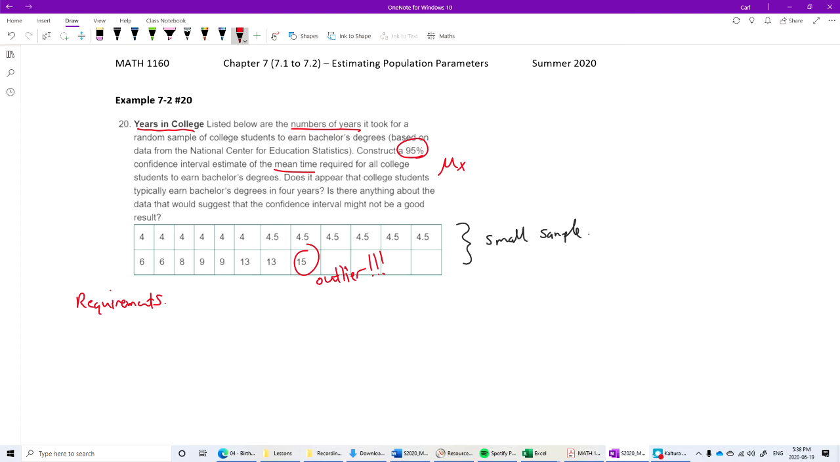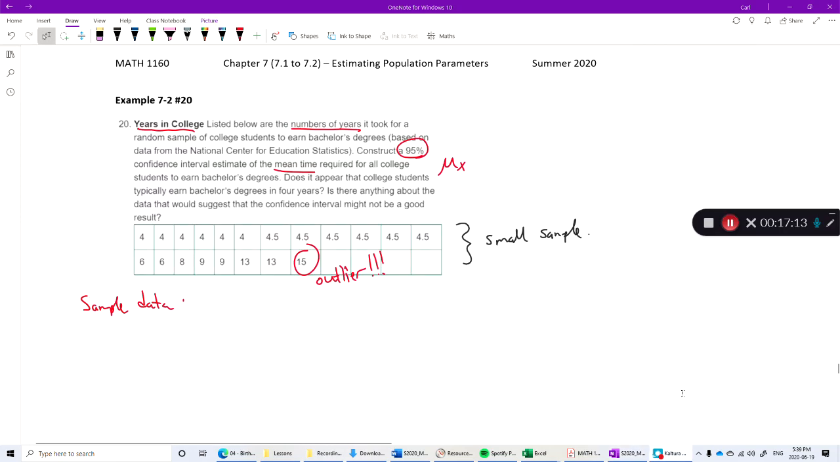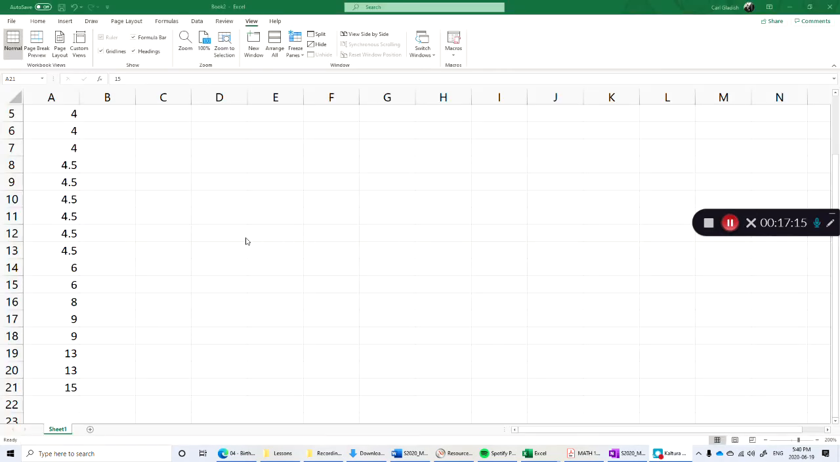Well, what do we do here? We're going to do the requirements in just a second. Let's start by recording some of the sample info, sample data. So what I'll do is I'm just going to type these numbers into Excel, and I'll take a short pause while I do that. And so I've got the variable X here, the years in college. I've typed all the data into columns. So I've got 6 4s, 6 4.5s, a couple of 6s, 8, 2 9s, 2 13s. There's the 15. So I've got 20 data points.